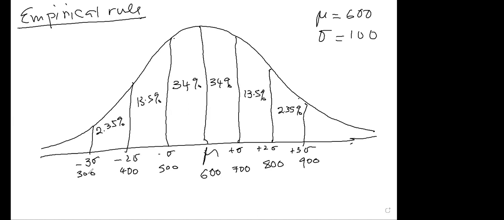2.5, not 2.35. 2.35 is between 800 and 900. We no longer have divisions after the 3rd standard deviation. That is the empirical rule. What about between 400 and 500?